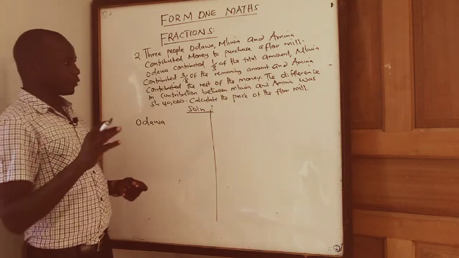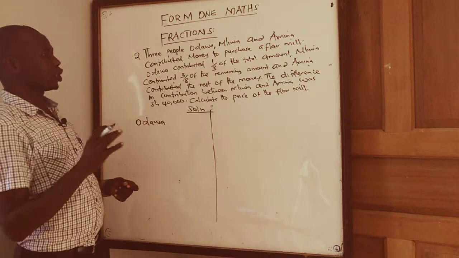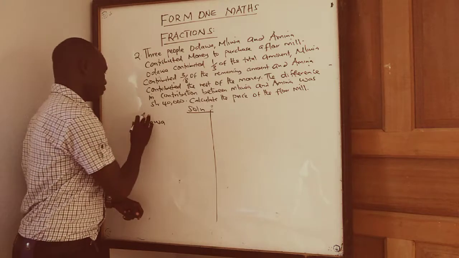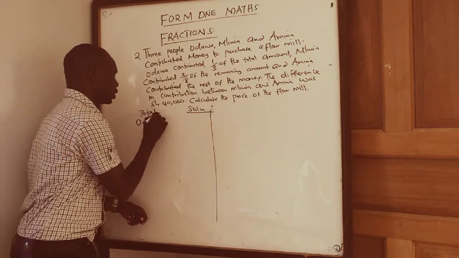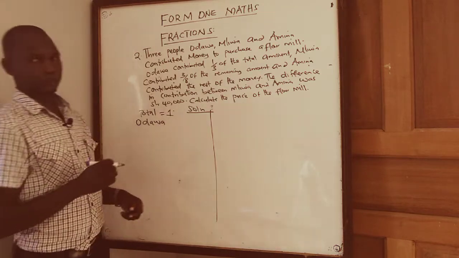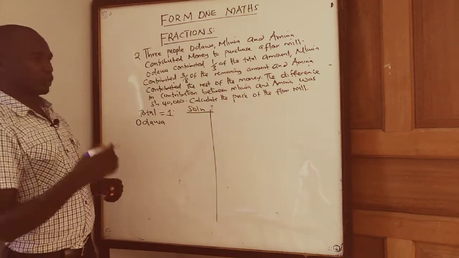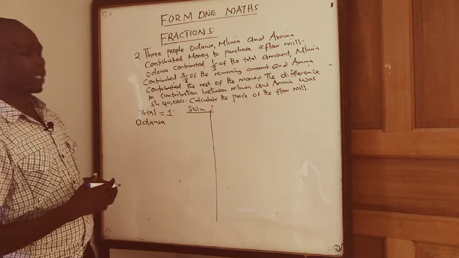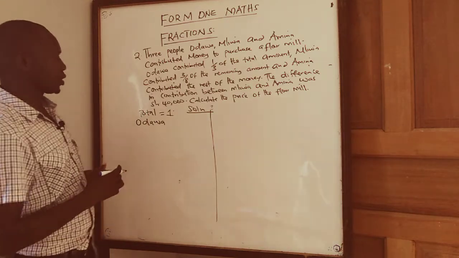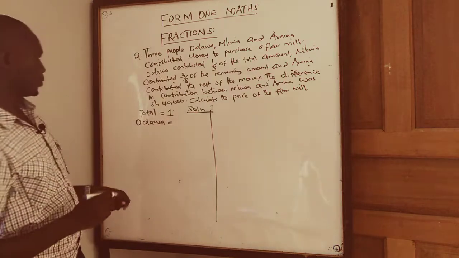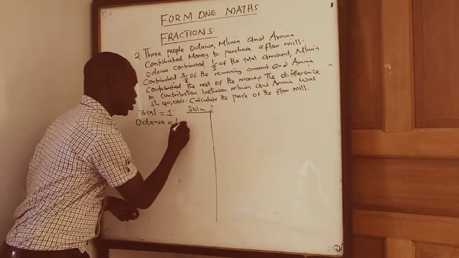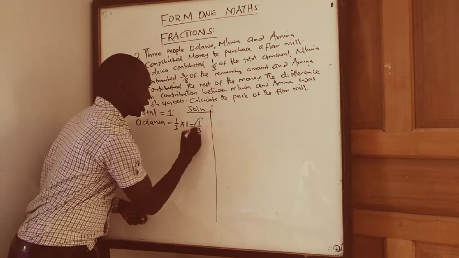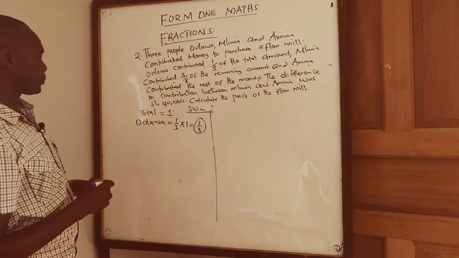Now, the first thing you need to understand is that we do not know the amount of money they were supposed to use to buy the flour mill, and therefore the assumption is the total amount is always equal to 1. Whether it's 1 million, 20,000, 1,000, or even 100 bob, the total amount is always assumed to be 1, and from there we will be able to work out the question without any problem. Now, Odawa contributed a third of the total amount, which is 1, and a third of 1 is going to give us a third, and this is what Odawa contributed.